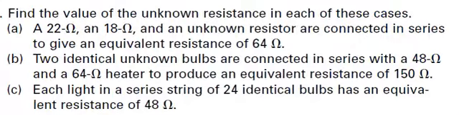And part C, each light in a series string of 24 identical bulbs has an equivalent resistance of 48. So what is the resistance of each bulb? So basically it's going to be 48 divided by 24, which is going to be 2 ohm.